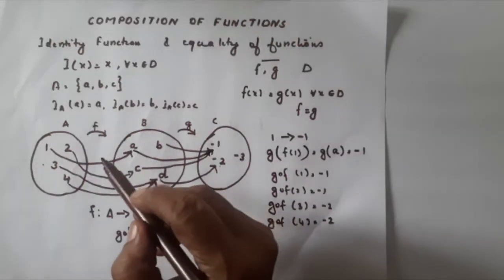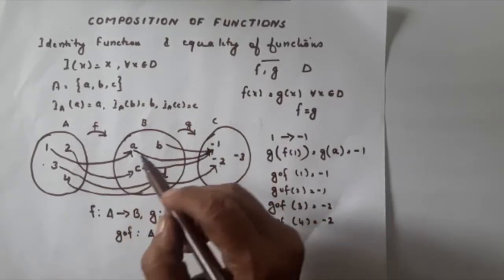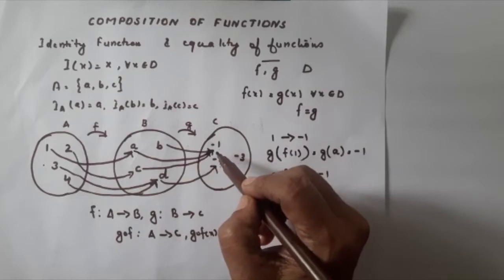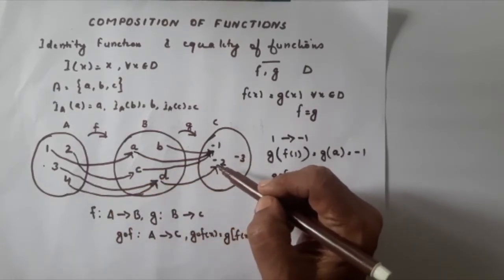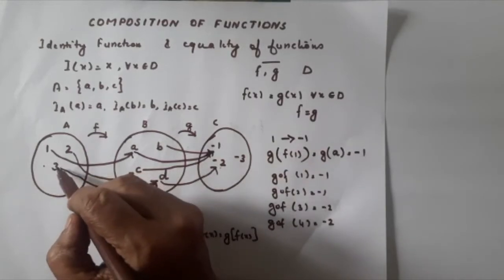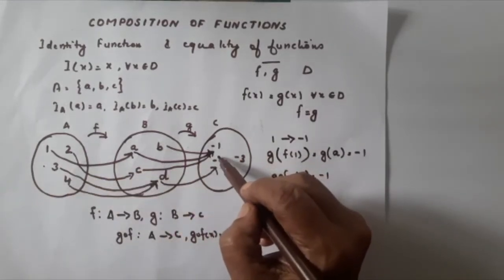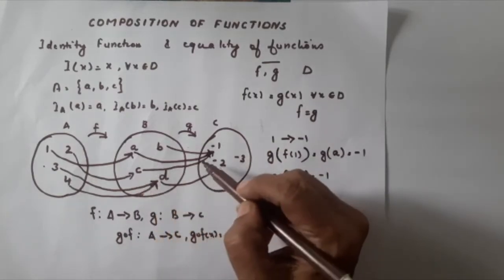Here, can you find out f dot g? That means, can you find out f of g of a? What is g of a? G of a is minus 1. Can you find out f of minus 1? It is not possible because the domain of f is capital A and g of a is an element of C, not A. Therefore, here f dot g is not possible.